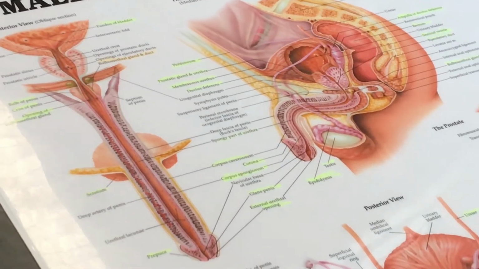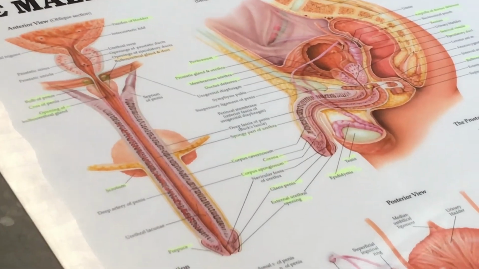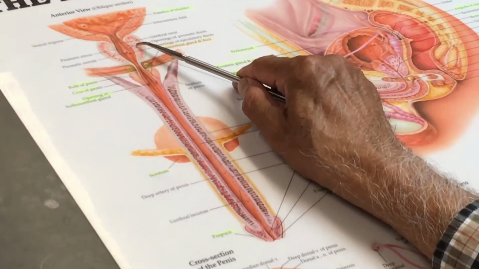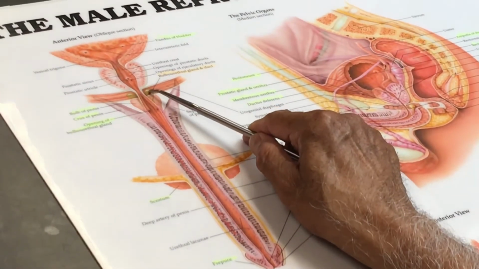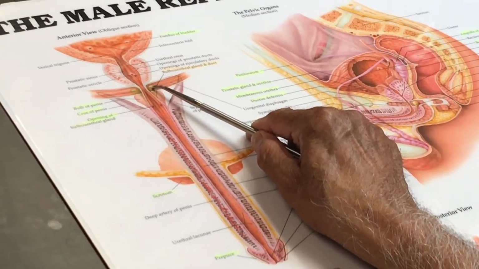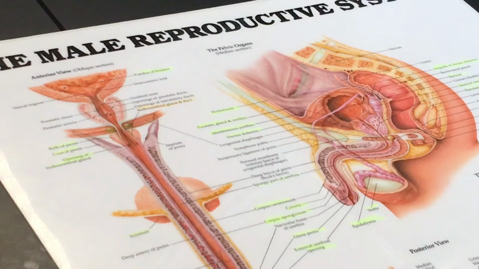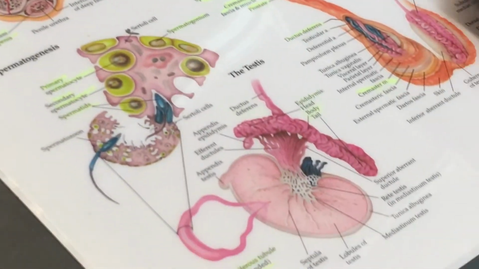There are 3 different male accessory glands: the prostate gland, Cowper's gland, and here the seminal vesicle.